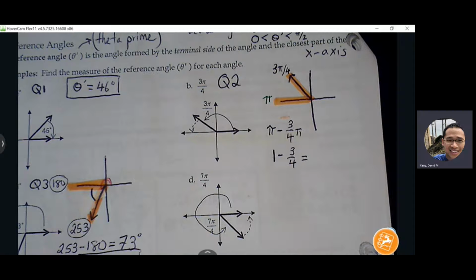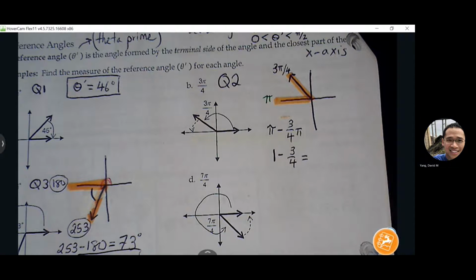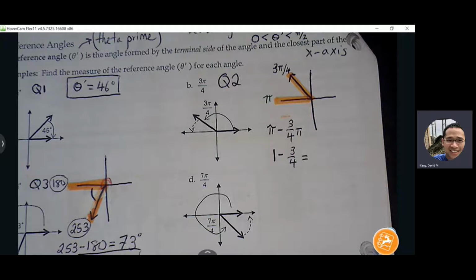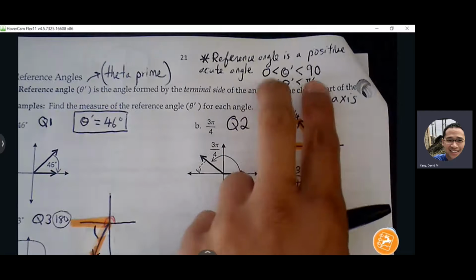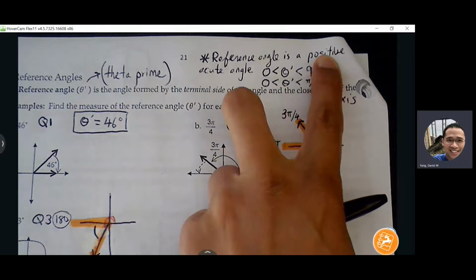So what's 1 minus 3/4? Ask that question again. I thought we were doing 3/4 pi minus pi. Pi minus 3/4 pi, okay. Good. So the reason why we do pi minus 3/4 pi and not 3/4 pi minus pi is because what acute angle are we looking for? We're looking for a positive acute angle.